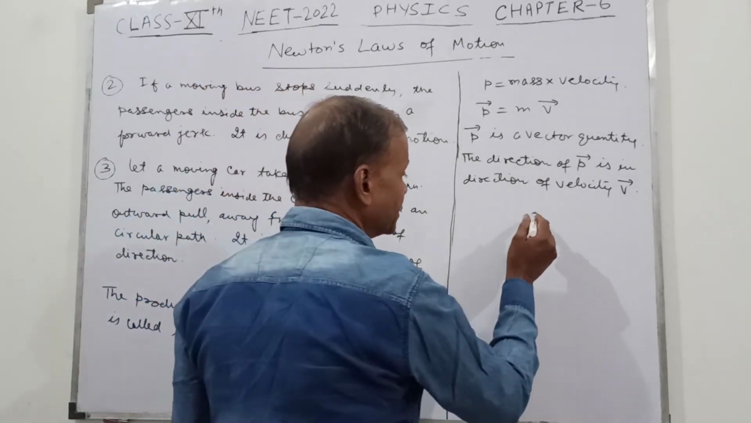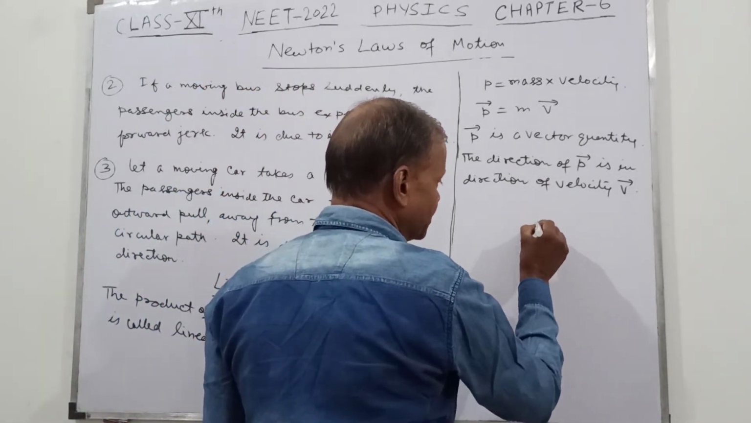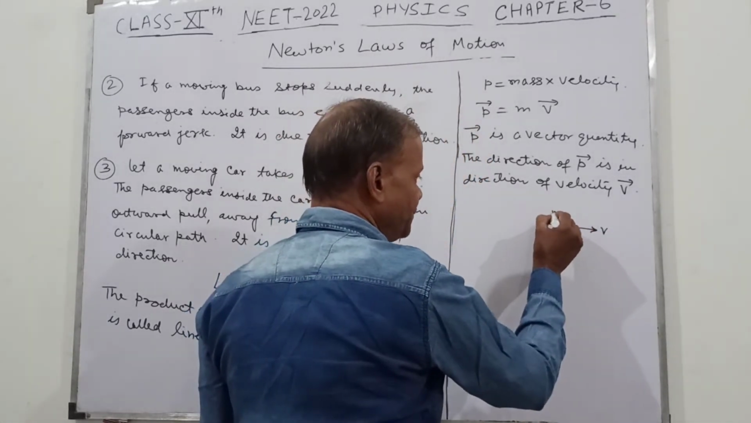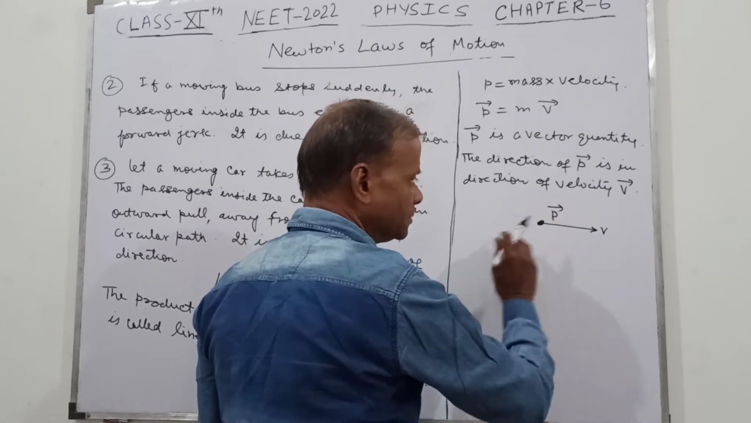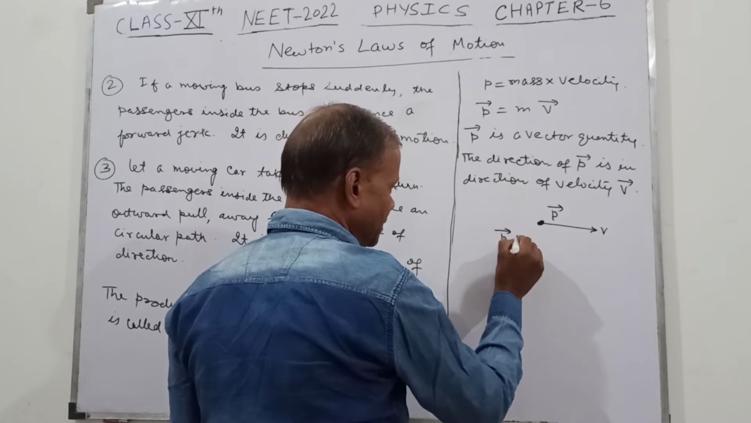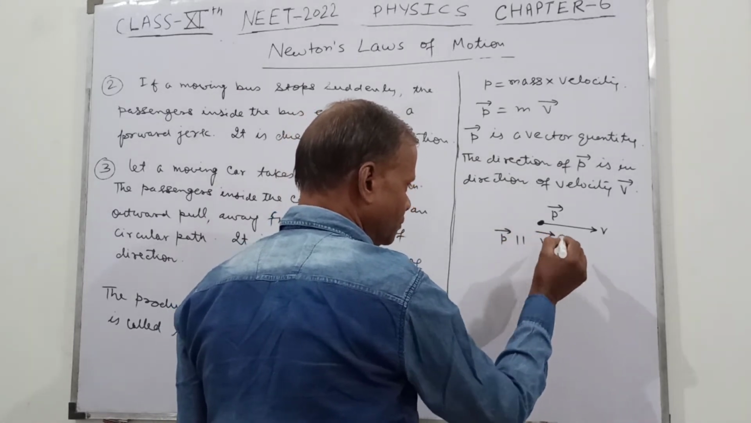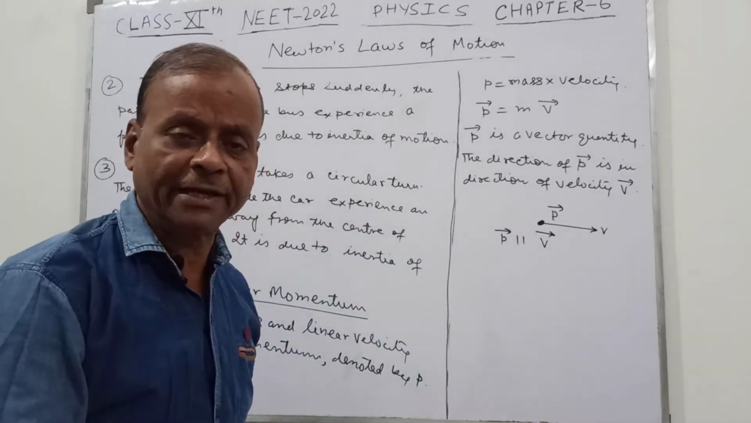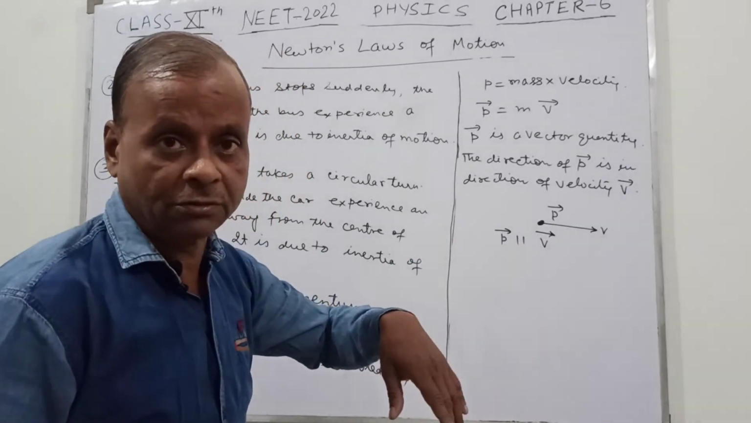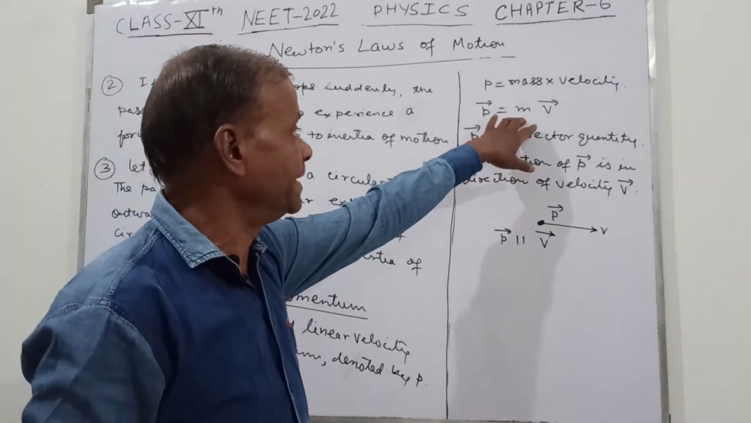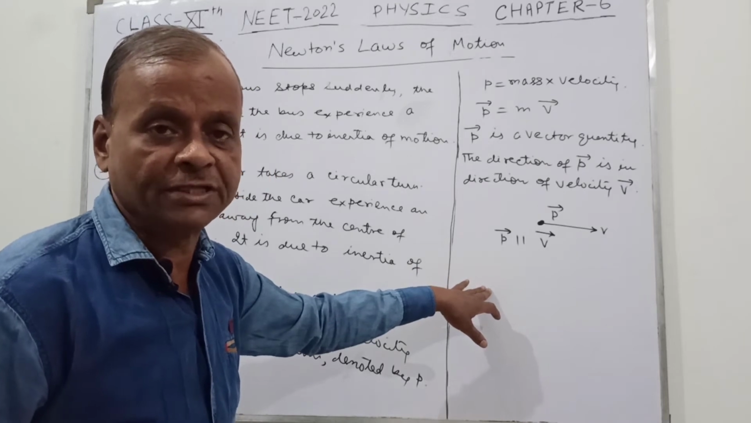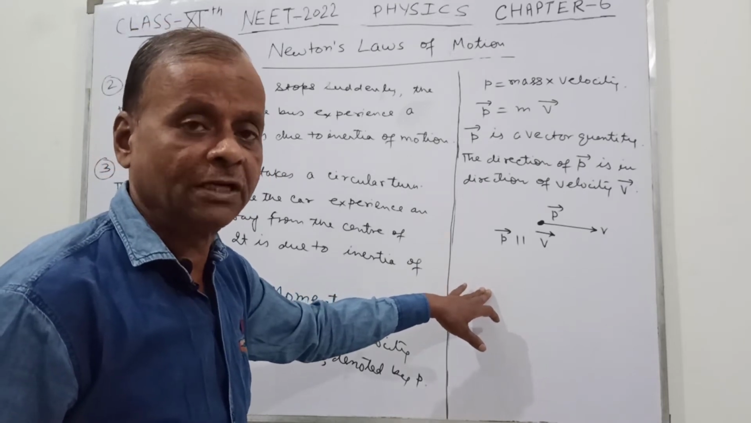So if there is an object, suppose this object is moving with the velocity v, then its P will also be in this direction. So this P is parallel to v. The angle between them is 0 degrees. So whenever we have this kind of product, it is termed the linear momentum, because velocity is the linear one.